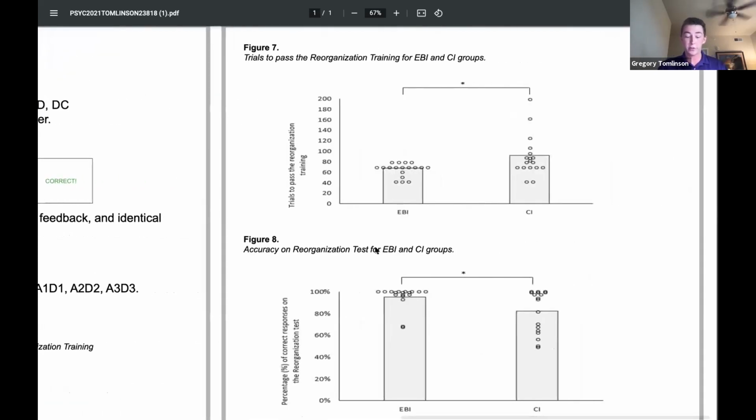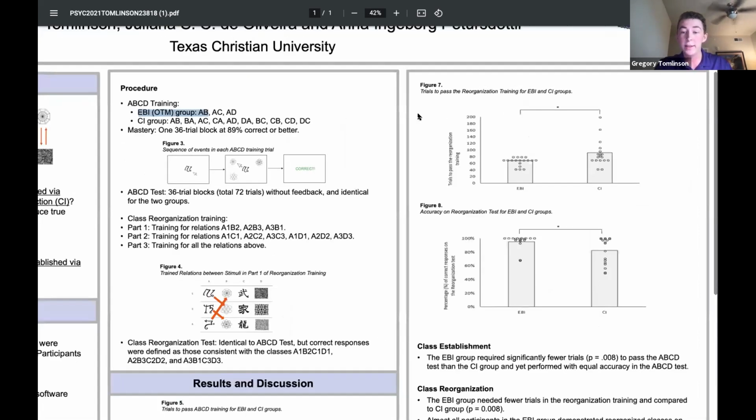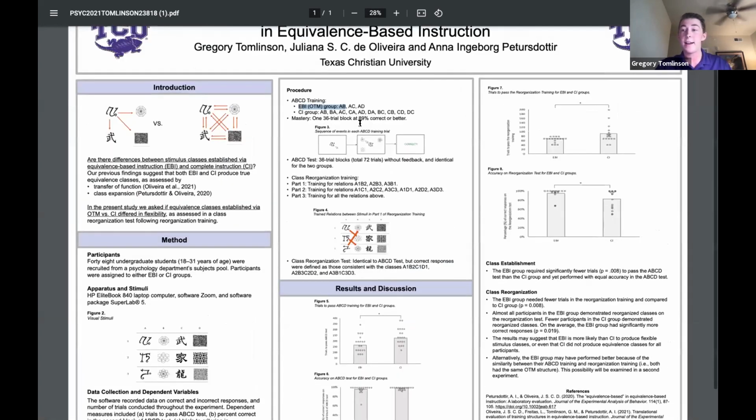But what these results really show us is that the equivalence classes produced through EBI were far more flexible than the classes that were produced through complete instruction, and that they were able to change more easily when they learned new information. So I believe that's all I have to say, but I'm welcome to answer any questions if anyone has any.